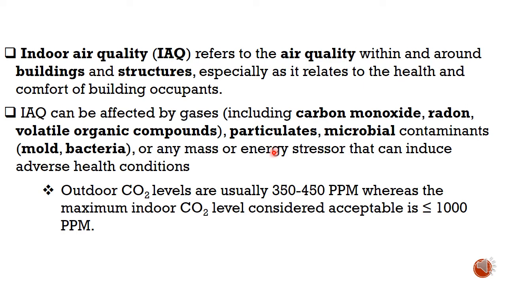And these gases, for example carbon monoxide, VOC, and so on, cannot be exceeded within certain range, and for this you can refer to ASHRAE guidelines and so on. For example, carbon dioxide levels are usually between 350 and 450 ppm, or parts per million, and the maximum indoor carbon dioxide level should be lesser than 1000 parts per million.